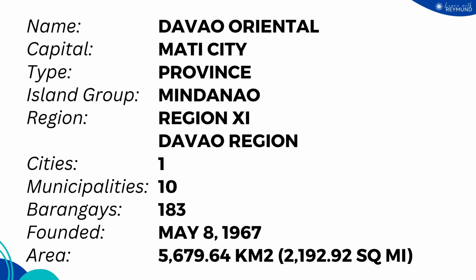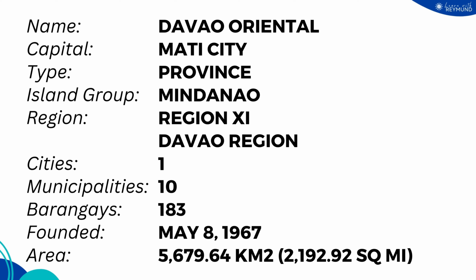The province of Davao Oriental has Mati City as its provincial center or provincial capital. It is a part of the Mindanao Island Group in Region 11 or Davao Region. It is composed of 1 city, 10 municipalities, and 183 barangays. It was founded on May 8, 1967.